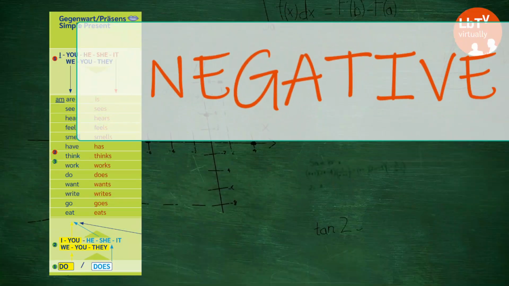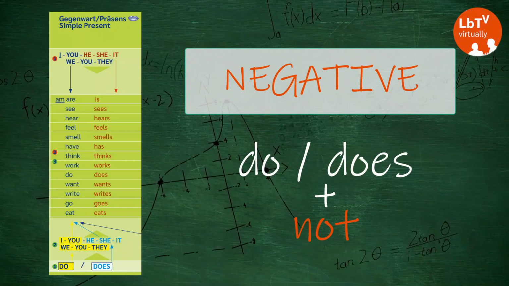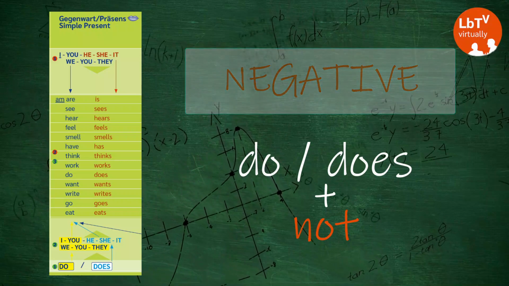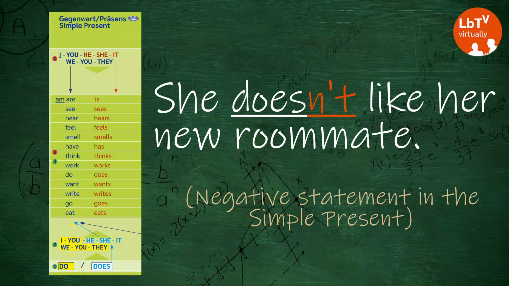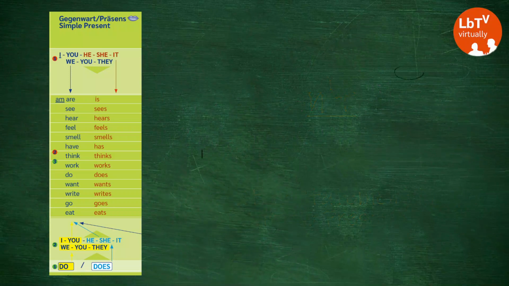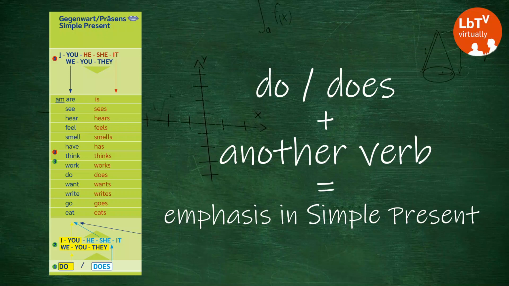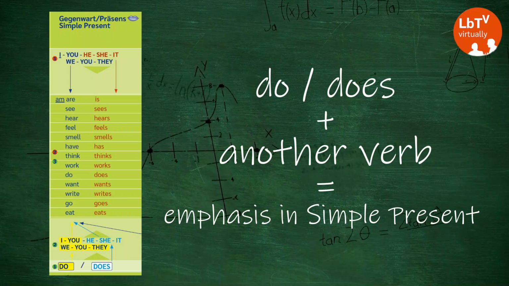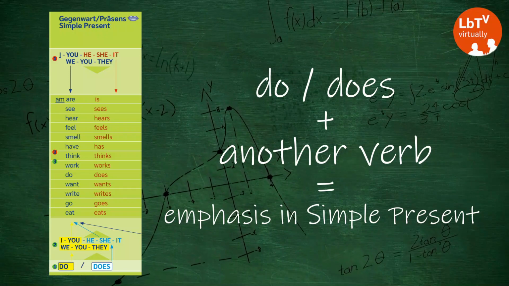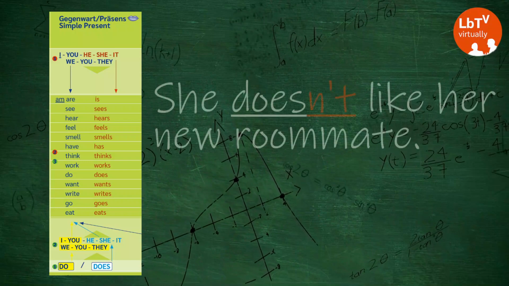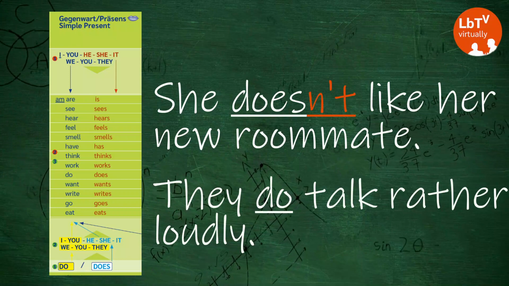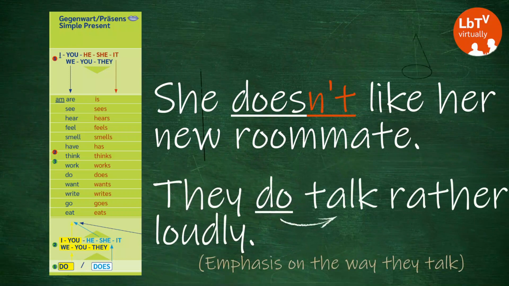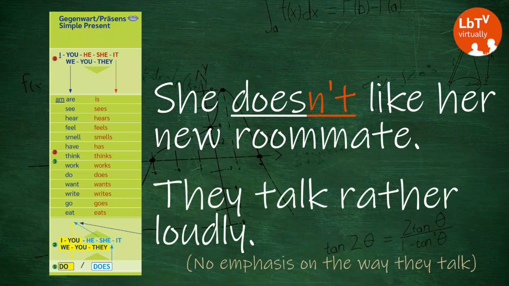We can make a negative statement in the simple present with "do" or "does" and "not". She doesn't like her new roommate. If you want to emphasize something positive or negative, you can use "do" and another verb. The second verb will not change. They do talk rather loudly. Adding "do" before another verb makes this a stronger statement than simply saying, they talk rather loudly.